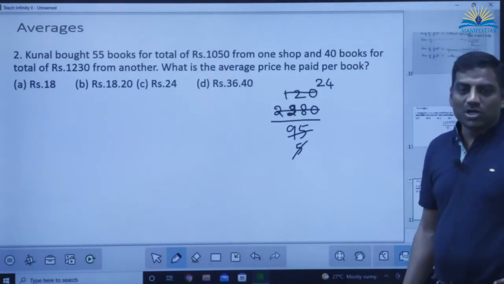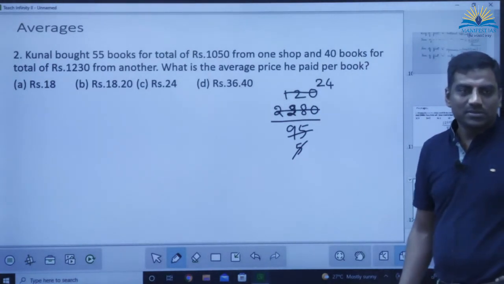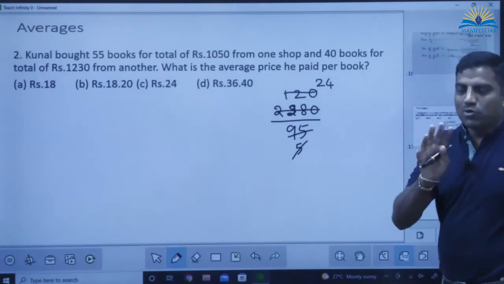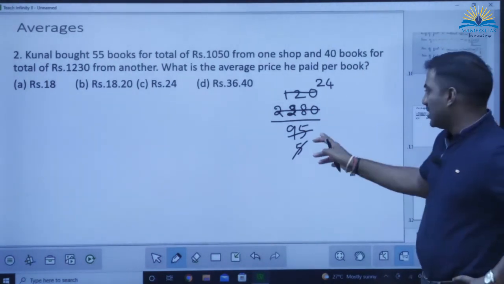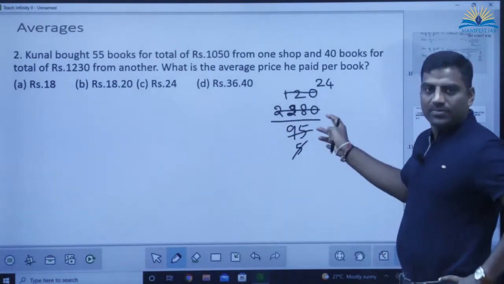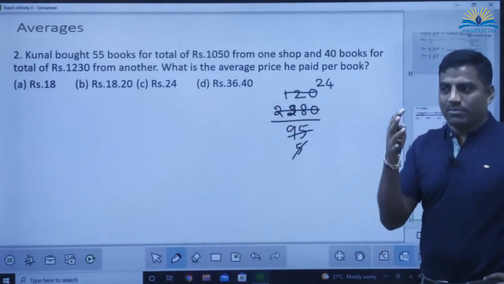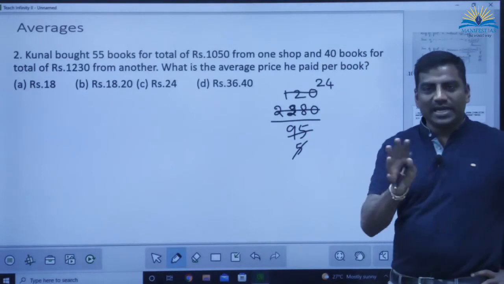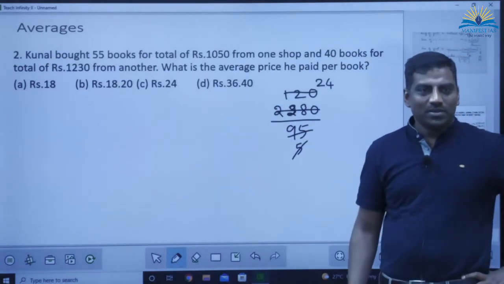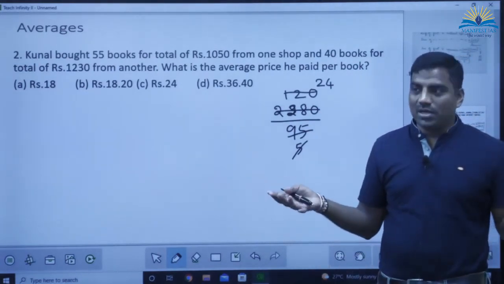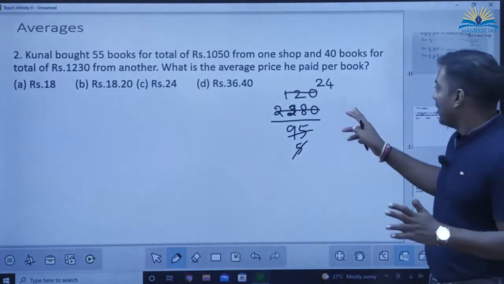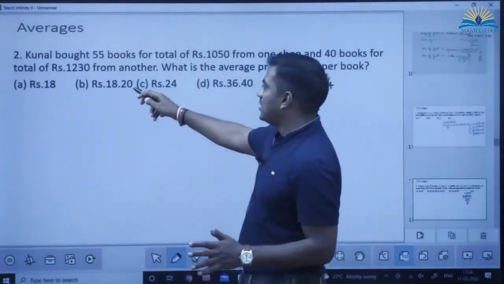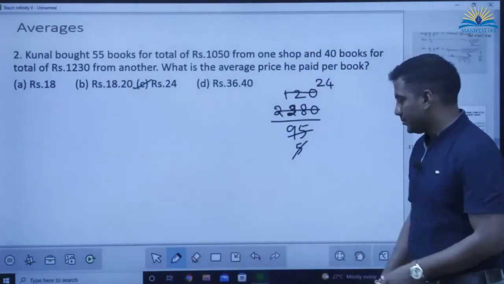If I am fast, that is not my problem. You take time. I am not competing with you. But once you understand the logic, this is the logic. After this, you take time, spend whole day, whole night, I don't have a problem. But in class, I don't have that liberty to give 1 hour to one problem. I have to be faster. So 24 is the average price of each book.